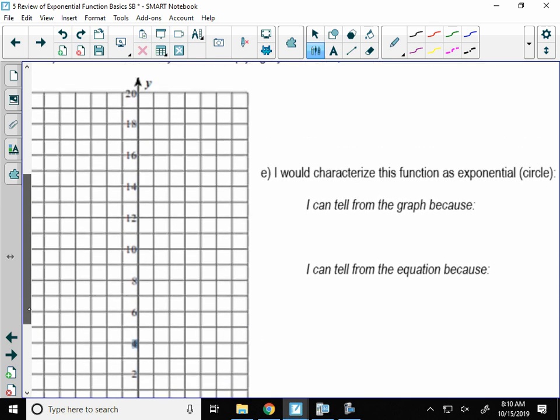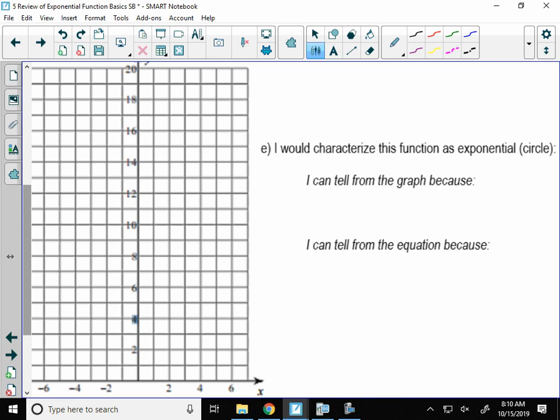So I start at negative 2, 40, which is not going to fit on my grid. And then I have negative 1, 20, that will fit, that's way up here. 0, 10, 1, 5, 2, 2.5, 3, 1.25, and 4, 0.625.